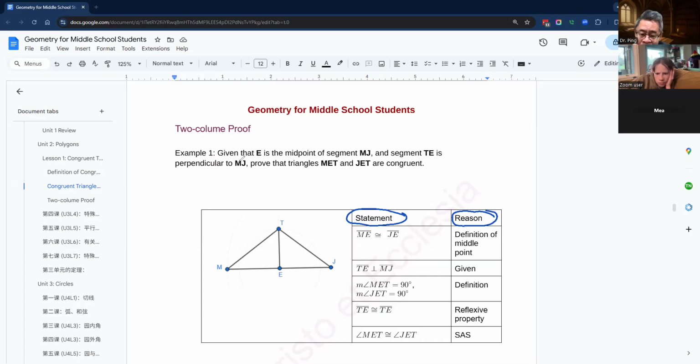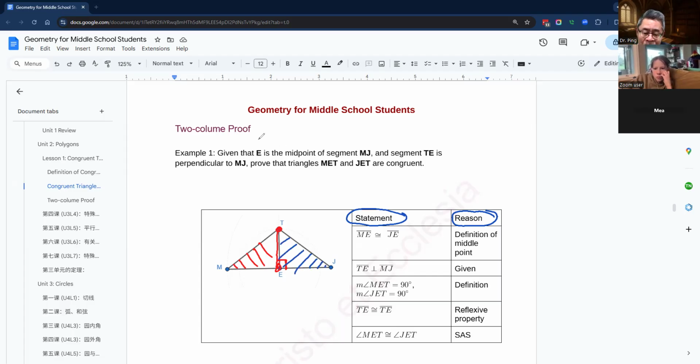Now, for the first example, we're given that E, which is here, is the midpoint of segment MJ. And the segment TE is perpendicular to MJ, so that's 90 degrees. And we need to prove that triangle MET and JET are congruent. So that means we've got two triangles. We're trying to prove this side is congruent to this side. Well, how do we start?